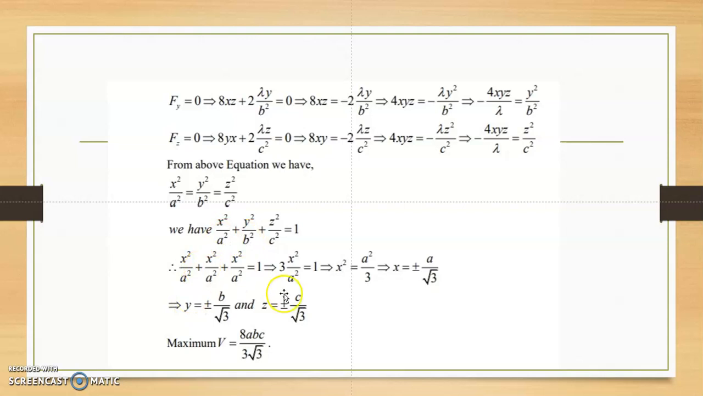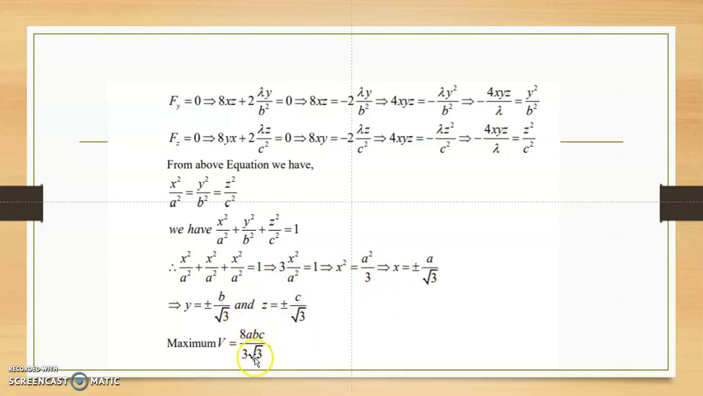After substituting this, we get x is equal to plus or minus a by root 3. Substituting this in the equation, we get y is equal to plus or minus b by root 3 and z is equal to plus or minus c by root 3. Now we find the maximum volume of the rectangular parallelepiped, which we know is 8xyz. The x value is a by root 3, the y value is b by root 3, and the z value is c by root 3.